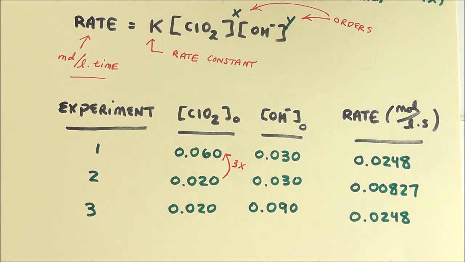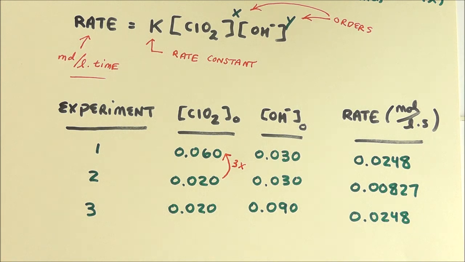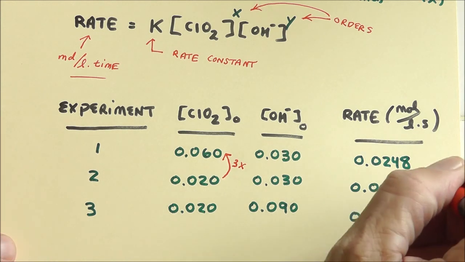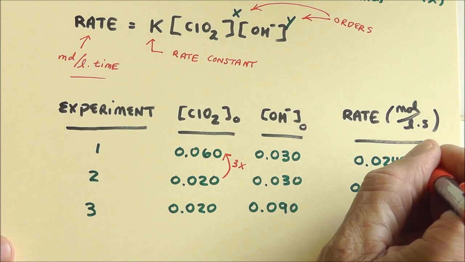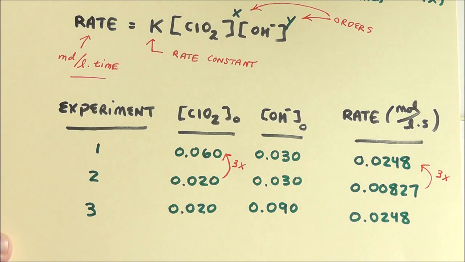But if I do a little bit of math and divide that number by the smaller number, 0.0248, go ahead and do it along with me, divided by 0.00827, that is 2.9987 times. That's also 3x. So what did we figure out here? What did we glean from this?